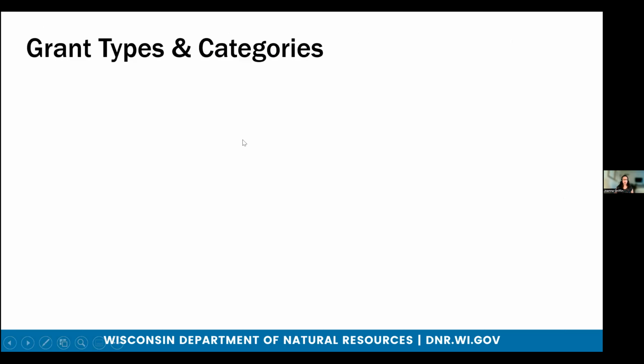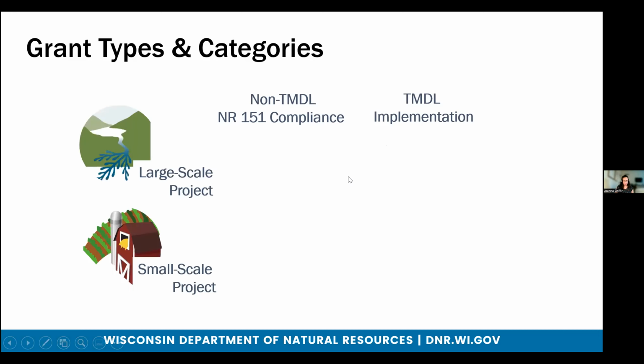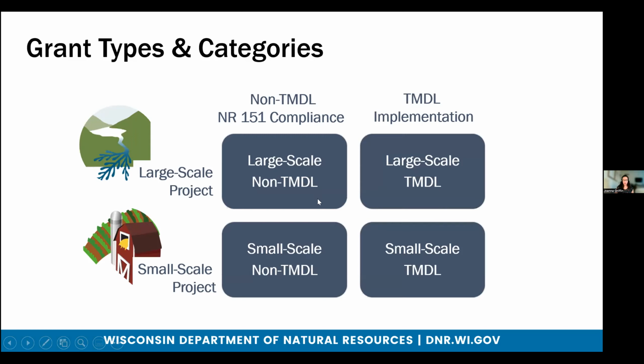So now I'm going to talk about the different types of TRM grants and categories. TRM grants are split into two different types based on the problems they address: either TMDL or non-TMDL, which is NR 151 compliance, and then TMDL implementation. And then large and small scale projects. So we end up with 4 different types of TRM grants.